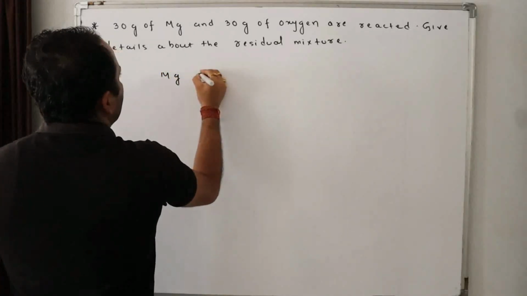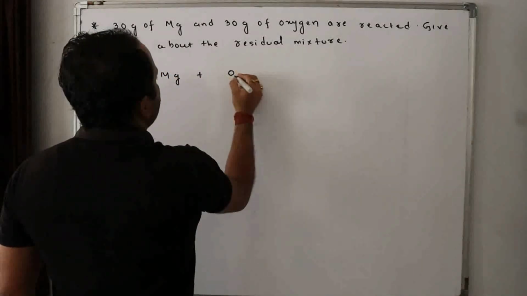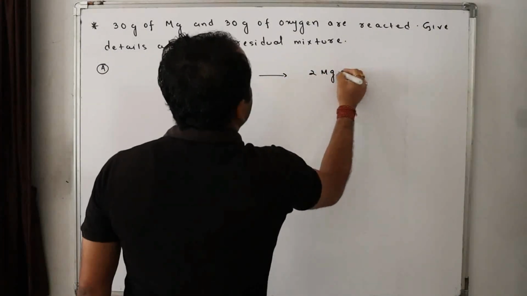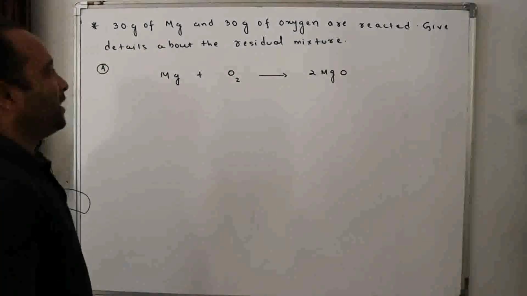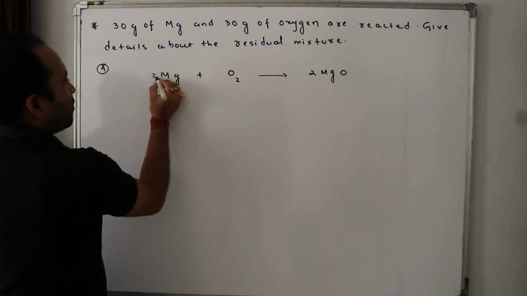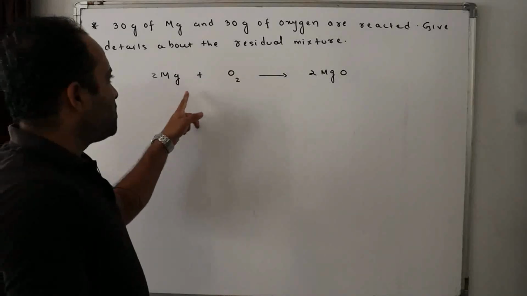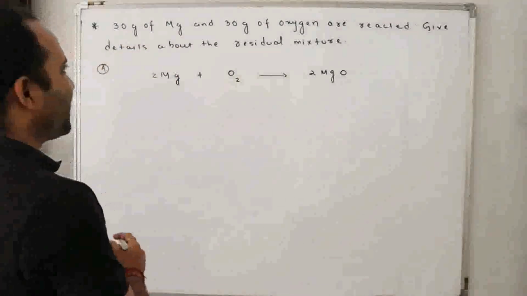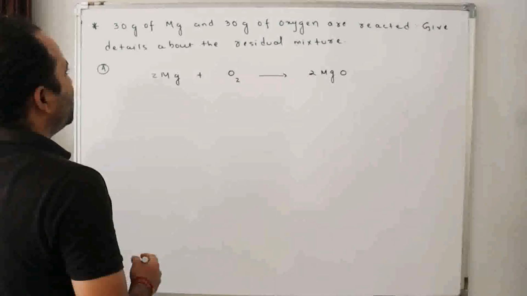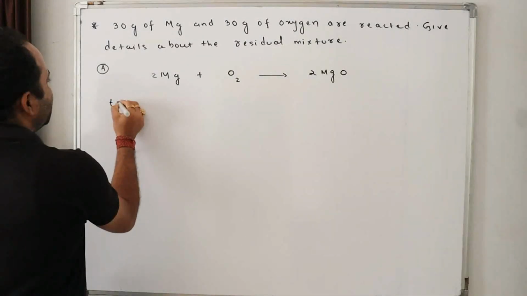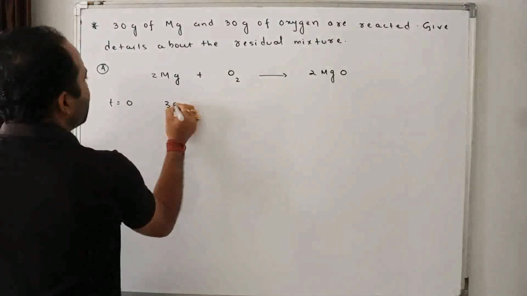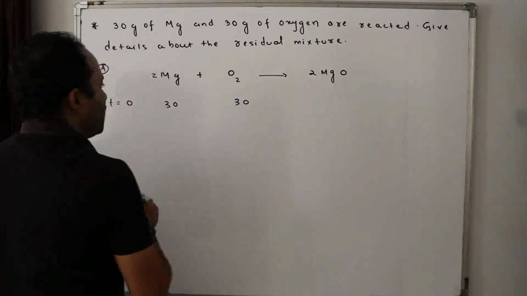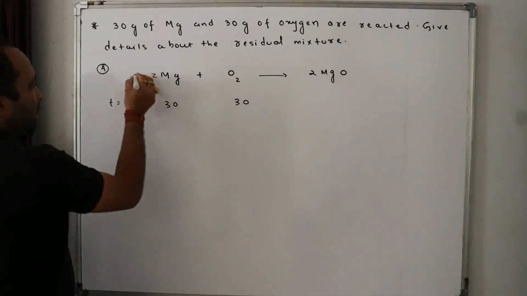Magnesium reacts with oxygen to form magnesium oxide, isn't it? Is this equation balanced? No. Now the equation is balanced. 2 Mg plus O2 gives 2 MgO. Now in this case, what we need to find: initially 30 gram of magnesium is taken and how much oxygen is taken? 30 gram.